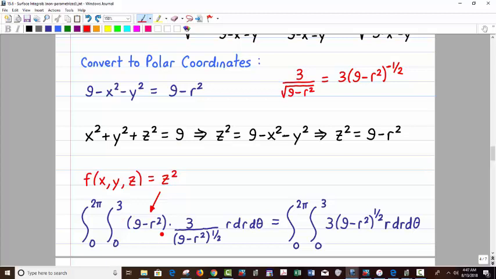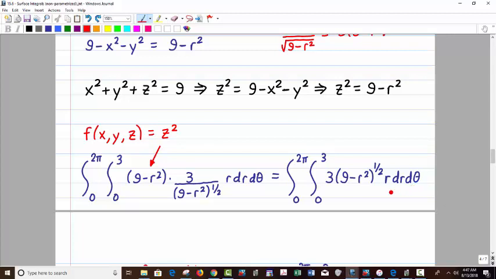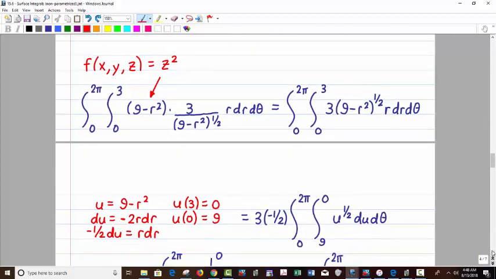Now this will probably simplify a little bit. Sure enough it does. We have 3 times the square root of 9 minus r squared, r dr d theta. Well, that r, which obviously has to be there, so we didn't just put it there for no reason, is our friend here, because we can use U substitution instead of trig substitution. That integral would be trig substitution if it didn't have that r there. But now it's just U substitution.